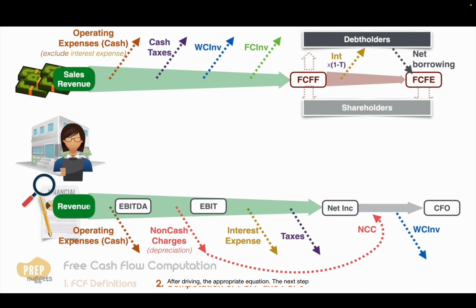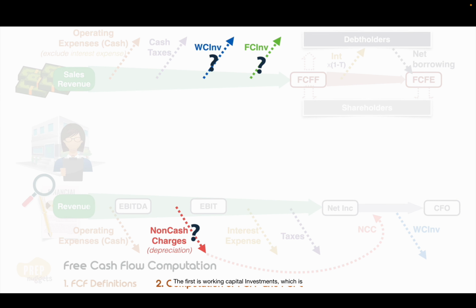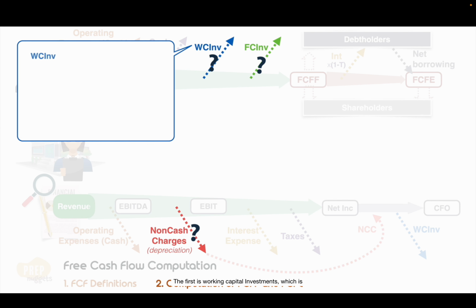After deriving the appropriate equation, the next step is to calculate some of the items that are not so readily inferred from the financial statements, which are working capital investments, fixed capital investments, and non-cash charges. Let's go through each of them. The first is working capital investments, which is the change in working capital for the period.